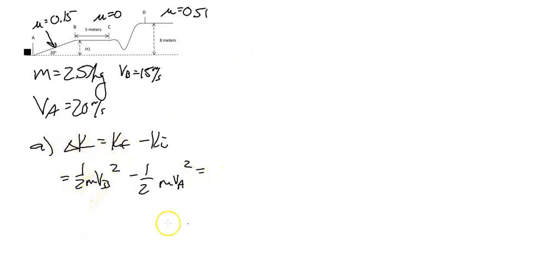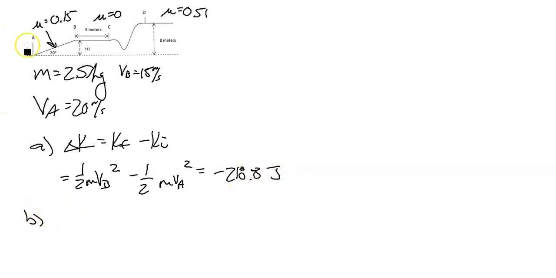So right underneath here, you're typically going to plug those numbers in, that being 2.5 for the mass, 15 squared, and 20 squared. And what you should end with is, let me see my notes here as well, negative 218.8 joules.